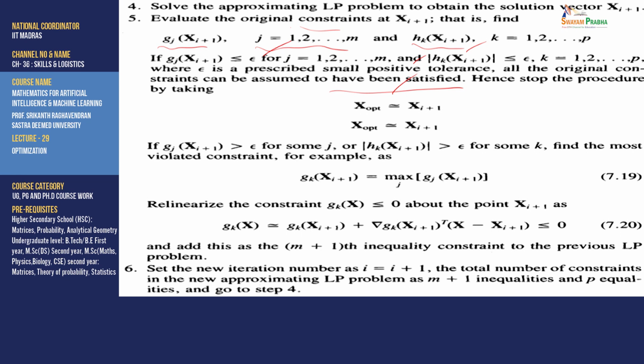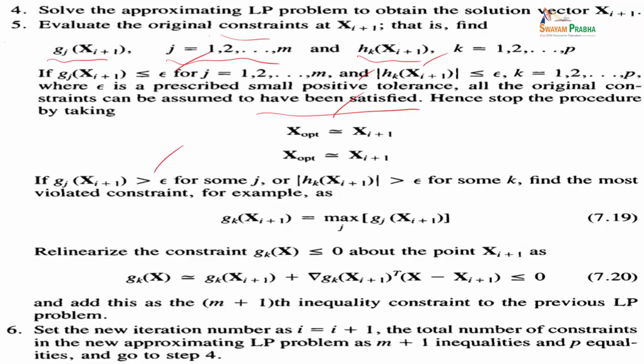Otherwise, if g_j(x_{i+1}) is greater than epsilon for some j, or the modulus of h_k(x_{i+1}) is greater than epsilon for some k, then find the most violated constraint, for example g_k(x_{i+1}) equal to the maximum of g_j(x_{i+1}), and relinearize the constraint g_k(x) less than or equal to zero about the point x_{i+1}.